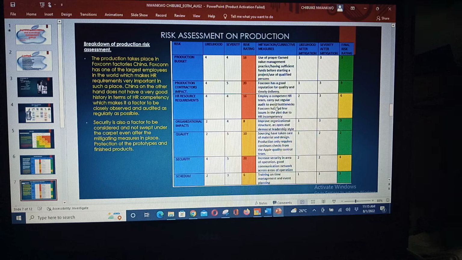So this simply means that there should be regular audits in this area. It's actually yellow. It means the job can be done, but with regular audits to make sure that they don't fall to the orange or the red zone. Now, organizational impact continues that way till down.